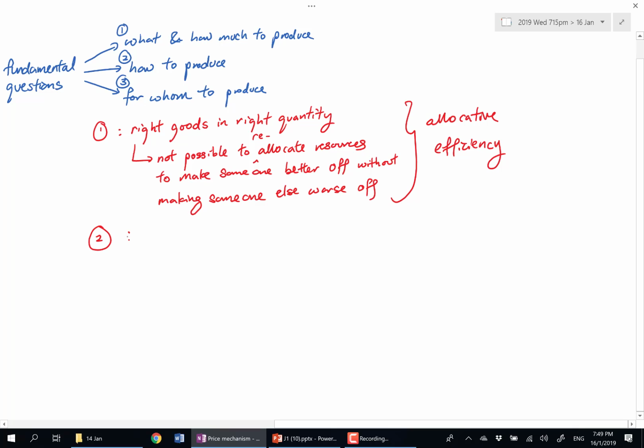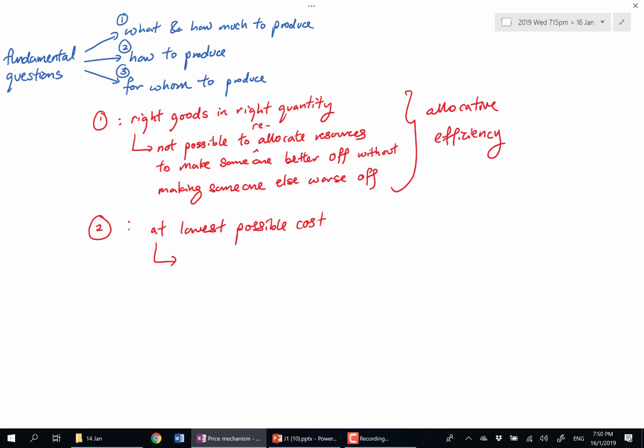Second, how to produce. Simply put, we want to produce at the lowest possible cost. So we like to produce at the point where your cost of production is kept to a minimum. How do we see this in a more technical way? We say you are producing maximum output from all available resources.